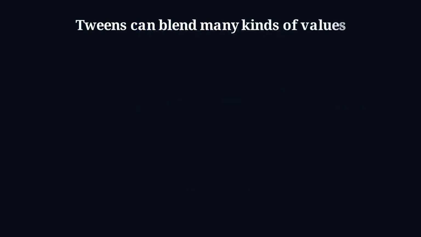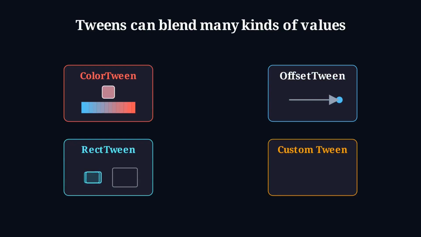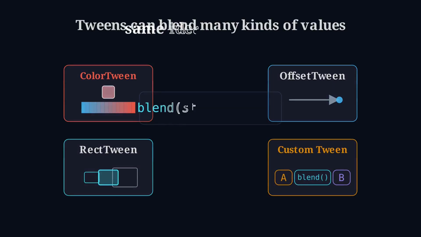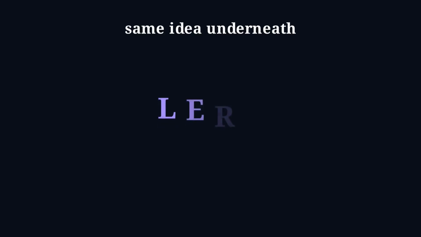And Tween isn't locked to plain numbers. Flutter ships with a color tween, which blends between 2 colors. An offset tween, which interpolates positions. A rectangle tween, which interpolates size and position at once. You can even tween your own custom objects, as long as you tell Flutter how to blend between 2 of them. Under the hood, every single one of these relies on the same underlying idea, commonly called LERP, short for linear interpolation.